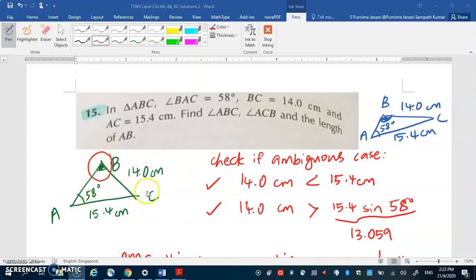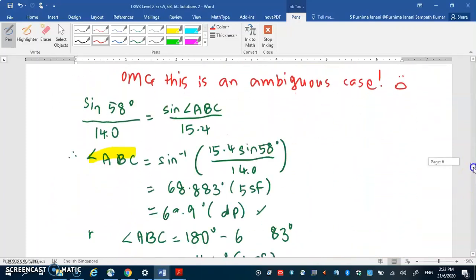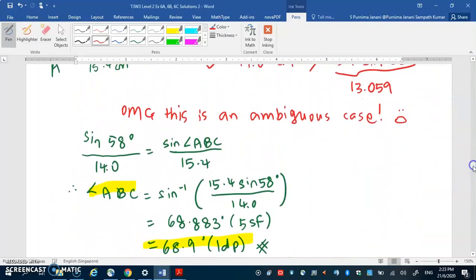Now my idea is to find angle ABC, which is this circled angle here. So if I want to find ABC, I would just use sine rule because I have a pair of angle and opposite side. So by using sine rule, I will say, sine 58 divided by 14 is equals to sine angle ABC over 15.4. Okay, and I'm going to use the sine rule to solve for angle ABC. And my calculator tells me that my angle will be 68.9 degrees to 1 dp.